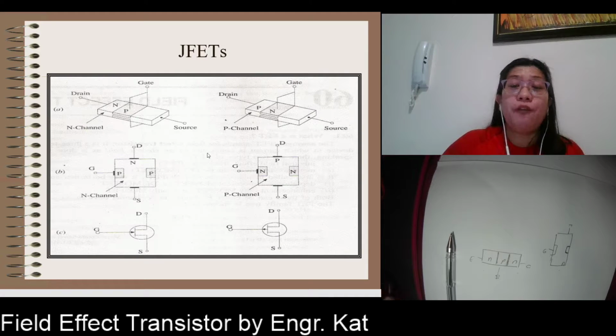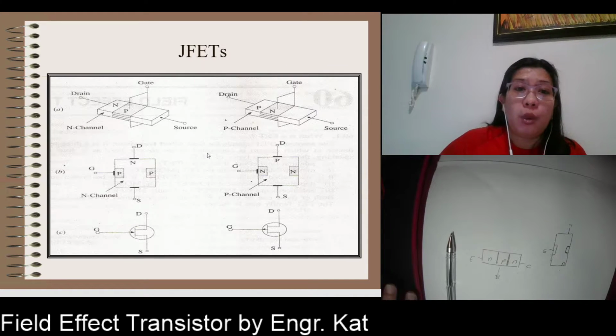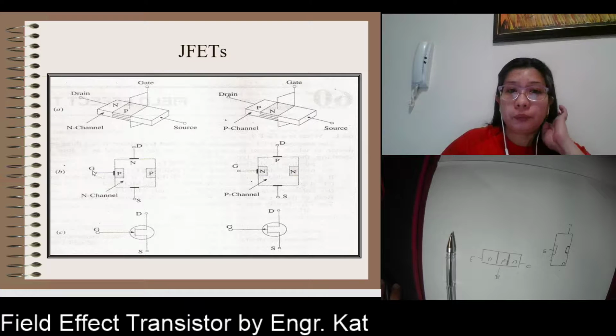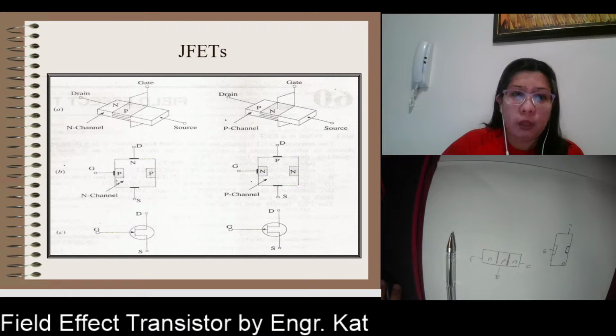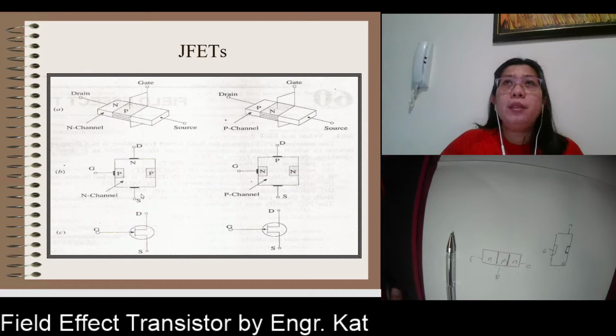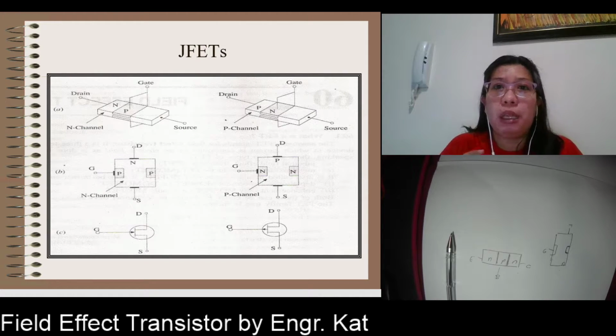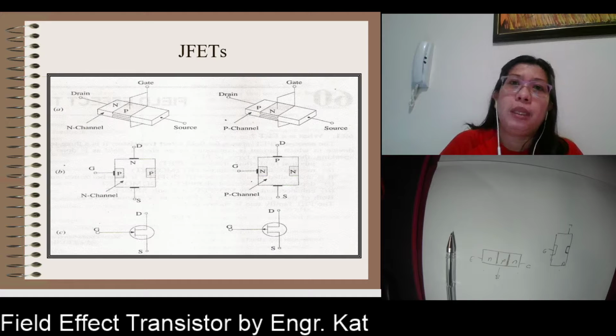Okay, so we have three different terminals. We have the gate, which is your P-type material. Although these two are connected, we only have one terminal for the gate. And then we have the drain and the source. The emitter and the collector are somewhat like your drain and your source, and your base is somewhat like your gate.